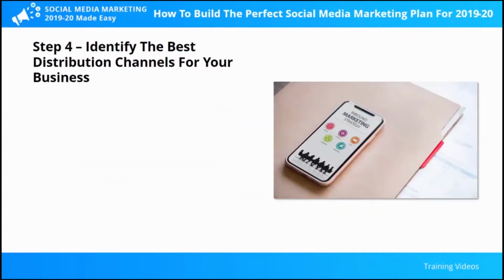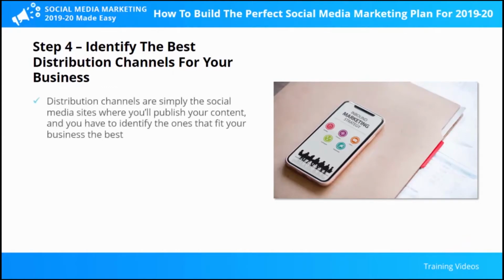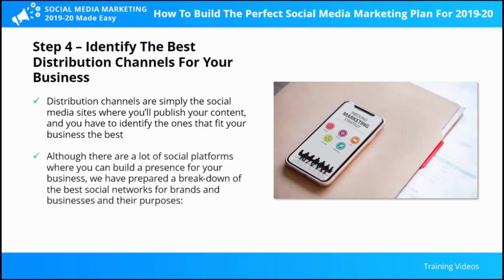Step number 4. Identify the best distribution channels for your business. Distribution channels are simply the social media sites where you'll publish your content, and you have to identify the ones that fit your business the best. You can do this by first identifying the purpose of each platform. Although there are a lot of social platforms where you can build a presence for your business, we have prepared a breakdown of the best social networks for brands and businesses and their purposes.